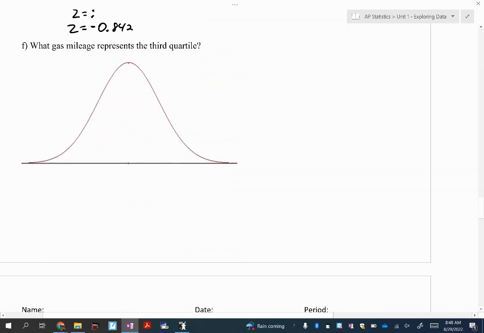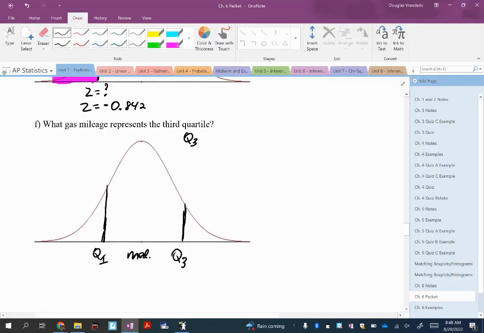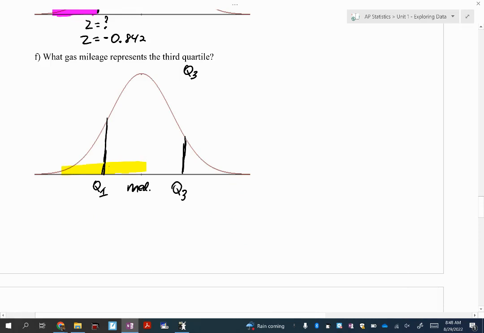Okay, what gas mileage represents the third quartile? Interesting question. So this is asking about quartile 3, which is going to be, right, if down here would be quartile 1. We know the middle is the median, quartile 2. So quartile 3 is up here. All right, and you learned in chapter 4 that the area to the left of quartile 3, or the percentage of data values to the left of quartile 3, is going to be 75%, right? Thinking quarters. So if there's 25% or 0.25 above it, there's 75% or 0.75 below it.